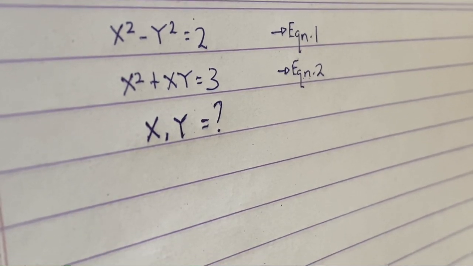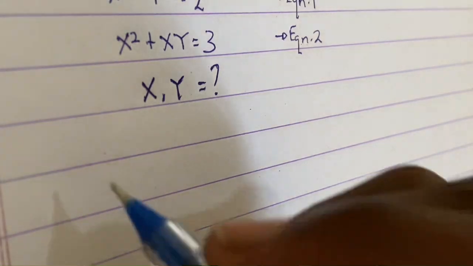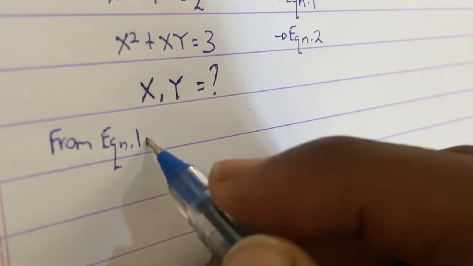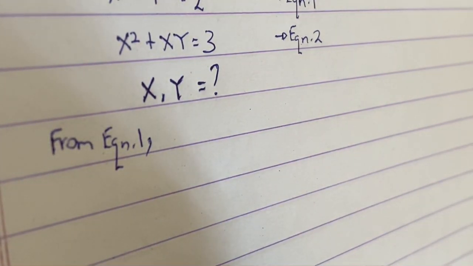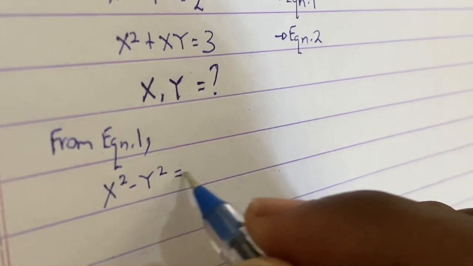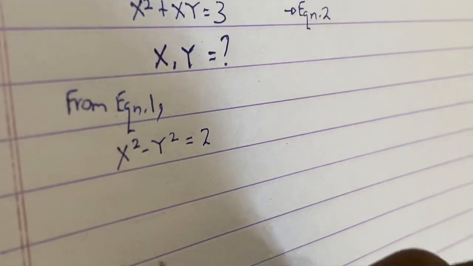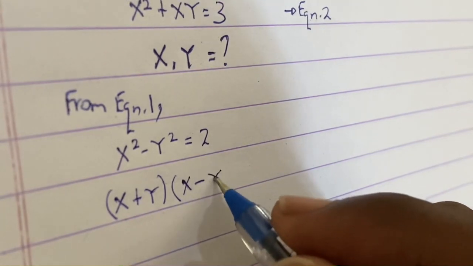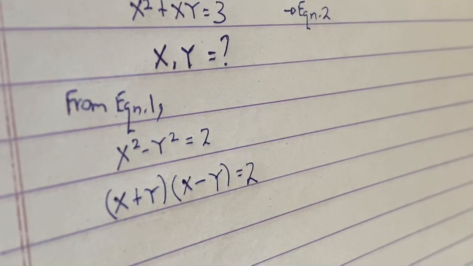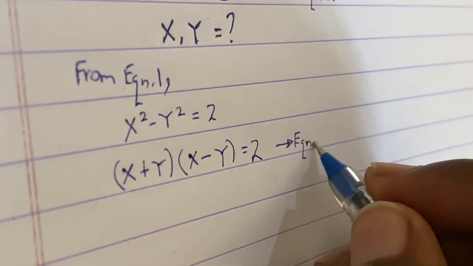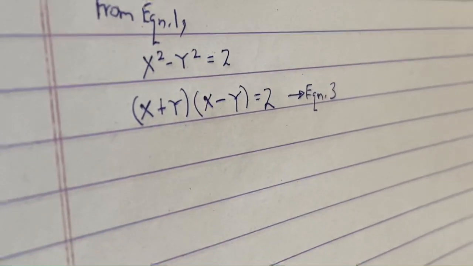After that, from equation 1, realize x squared minus y squared is a difference of two squares. So we have x squared minus y squared is equal to 2. This is the same as x plus y into x minus y is equal to 2. Then we can call this equation 3.